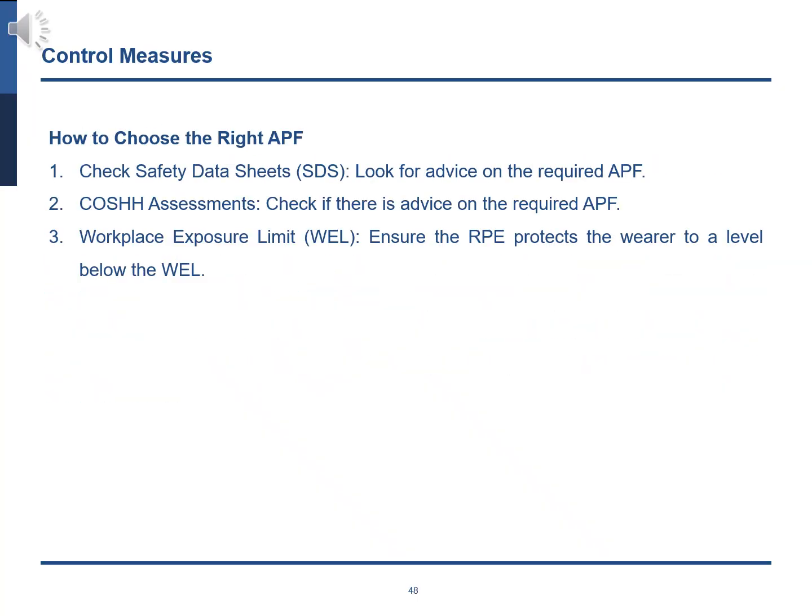How to choose the right APF. Check safety data sheets, SDS. Look for advice on the required APF. COSHH assessments: check if there is advice on the required APF. Workplace exposure limit, WEL: ensure the RPE protects the wearer to a level below the WEL.